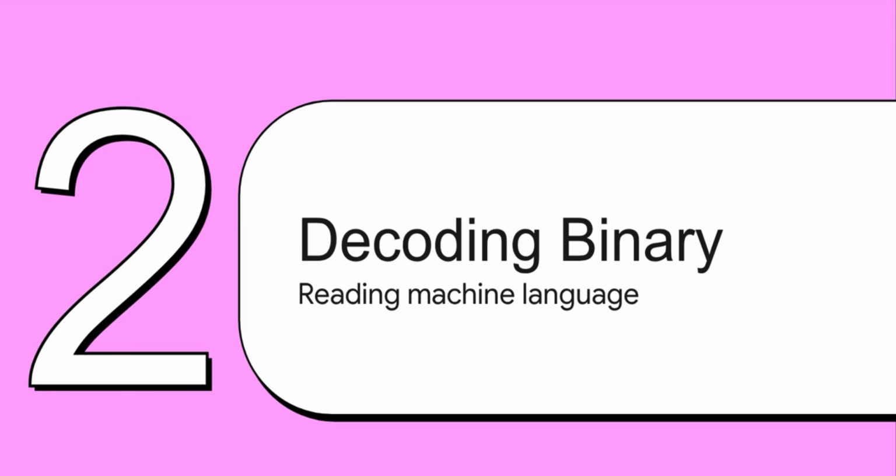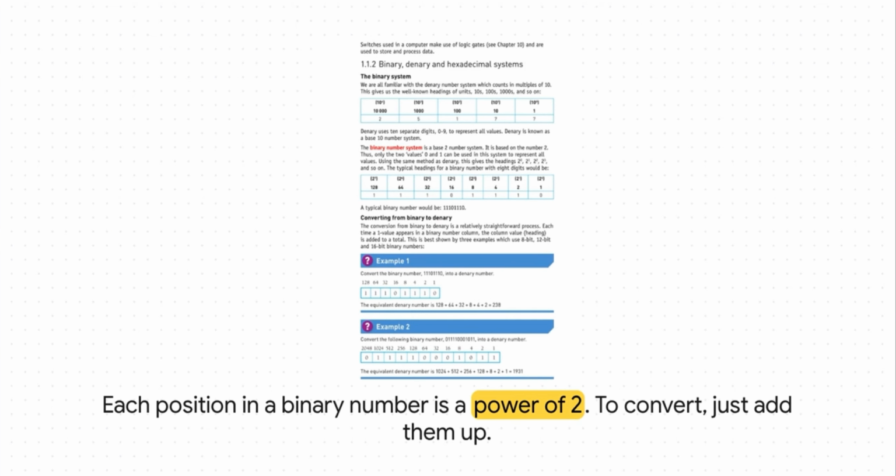Okay, so now we know the alphabet. Just 2 letters, 1 and 0. So let's figure out how to actually read the words. And honestly, it's way simpler than you probably think. Just take a look at this.